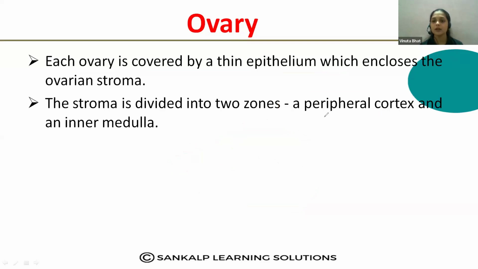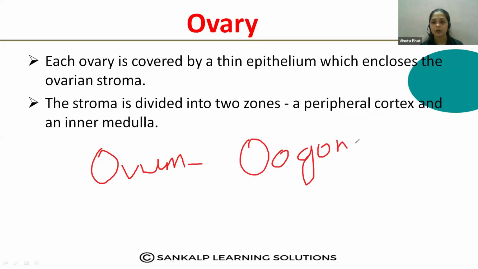But in the peripheral cortex region, you can observe the oogenesis process. So what is oogenesis? Spermatogenesis is the process of production of sperm from the diploid germ cell. Here, oogenesis is the process of production of the ovum, the female gamete, from the oogonial cell, the oogonia.